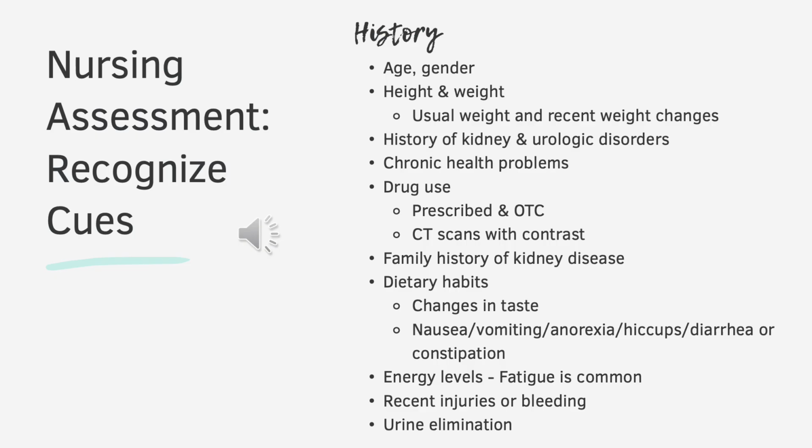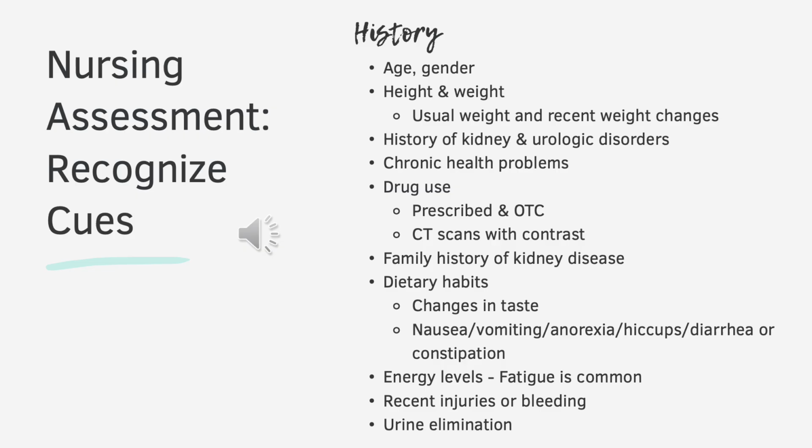All right, so now let's get into our nursing assessment. So whenever we're assessing a patient for chronic kidney disease or its risk factors, a thorough nursing assessment is very important to recognize those early cues. And this involves getting a detailed history and noting any key findings that may indicate CKD. So let's go through some of these different components.